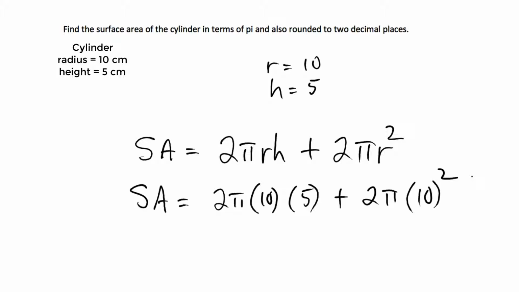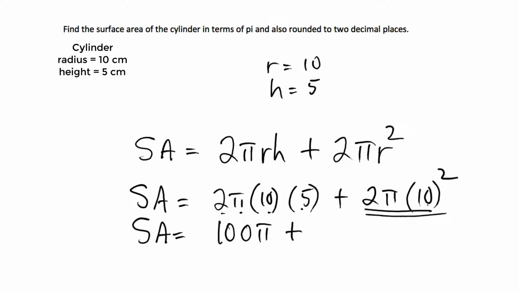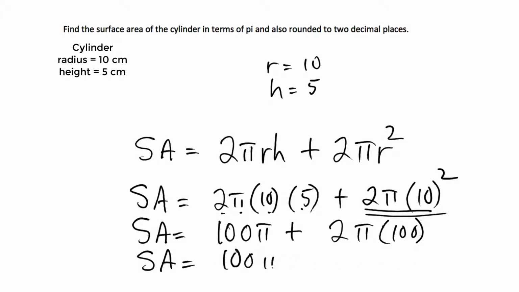Now, instead of decimalizing this expression right away, what I'm going to do is simplify it a bit in terms of pi. So when I have 2 times pi times 10 times 5, since I can multiply these numbers in any order, I can do the 2 times 10 times 5 first to get 100 times pi. And over on this side, I know that my exponents come first, so 10 squared would be done first. That would be 100. And so I have 100 pi plus 2 times pi times 100, which is 200 pi.